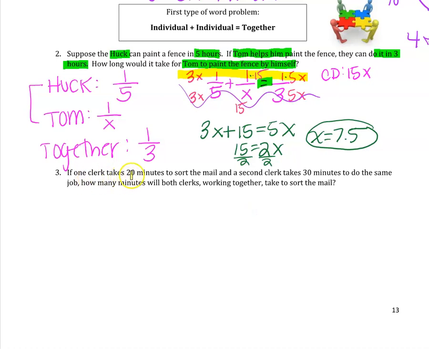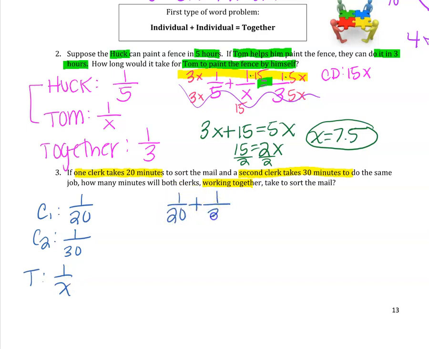If one clerk takes 20 minutes to sort the mail, and a second clerk takes 30 minutes to do the same job, how many minutes will it take both clerks working together to sort the mail? So we've got clerk 1 taking 20 minutes, clerk 2 took 30, and together we don't know. So 1/20 plus 1/30 equals 1/x. Now, as far as a common denominator goes, you could really multiply them all together and use 600x.